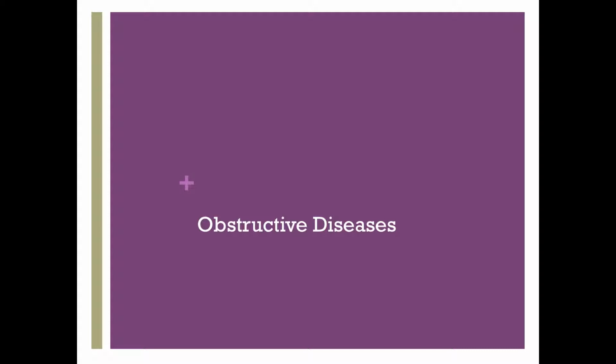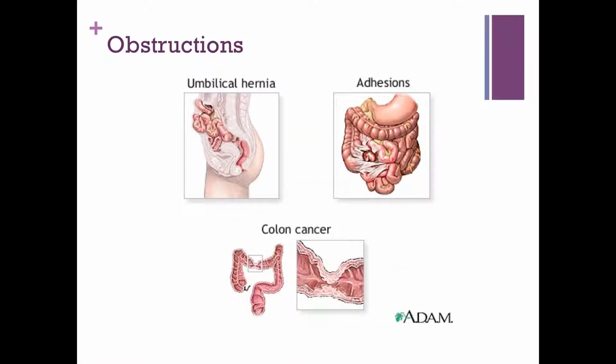Finally, we have the obstructive diseases of the gastrointestinal tract. To obstruct means to make movement difficult. So these disorders are going to involve something that makes the movement through the GI tract more difficult, something that obstructs movement. There are a couple of different types of obstructions that we'll talk about.